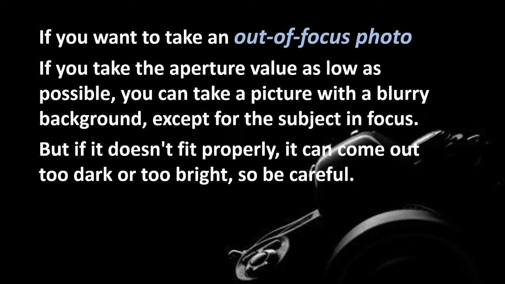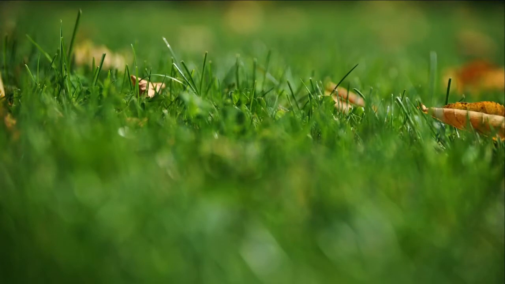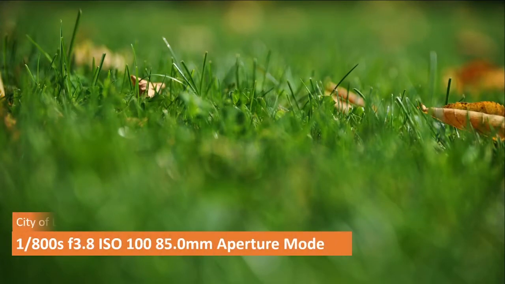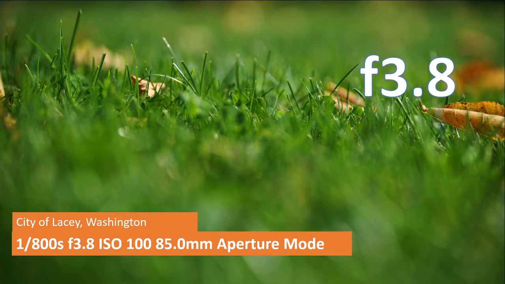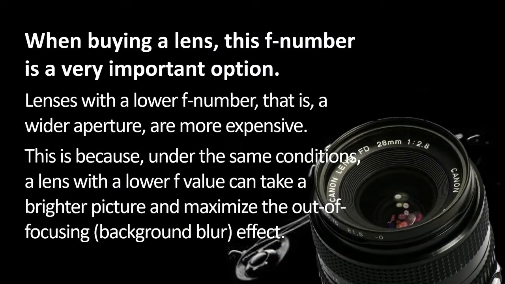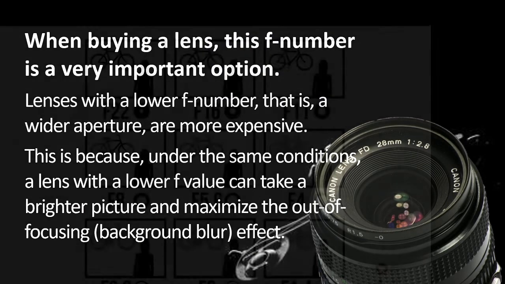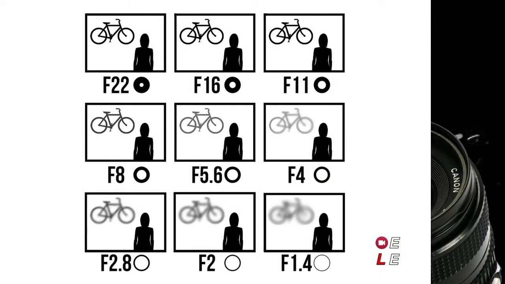If you want to take an out-of-focus photo, if you take the aperture value as low as possible, you can take a picture with a blurry background, except for the subject in focus. But if it doesn't fit properly, it can come out too dark or too bright, so be careful. When buying a lens, this f number is a very important option. Lenses with a lower f number, that is, a wider aperture, are more expensive. This is because, under the same conditions, a lens with a lower f value can take a brighter picture and maximize the out-of-focusing effect.